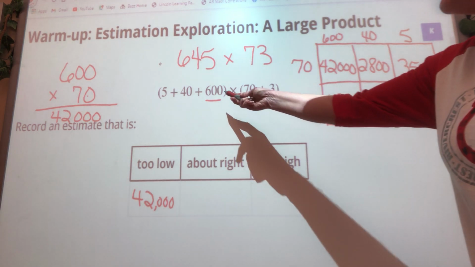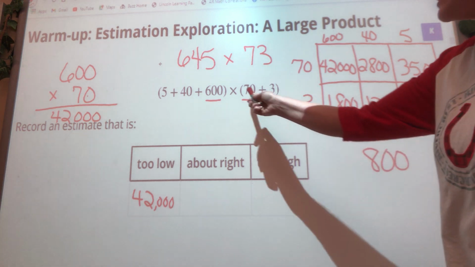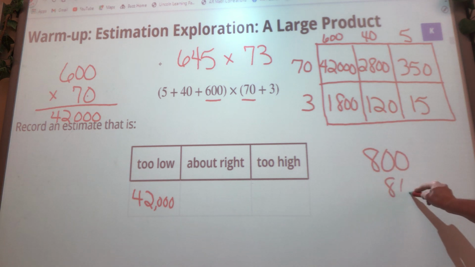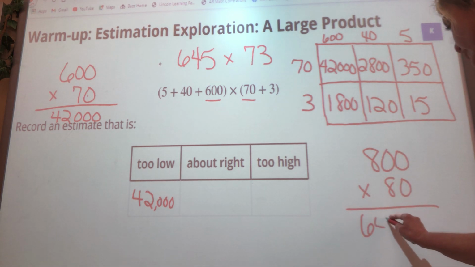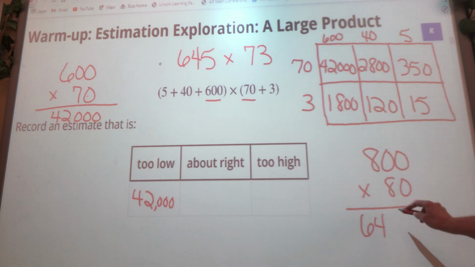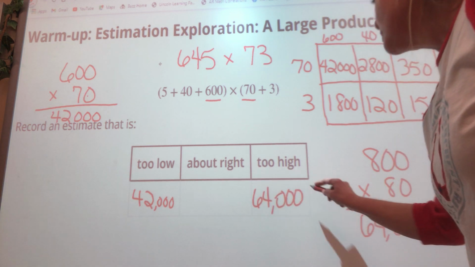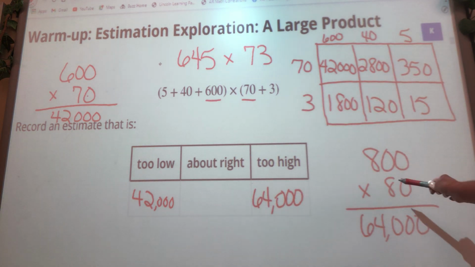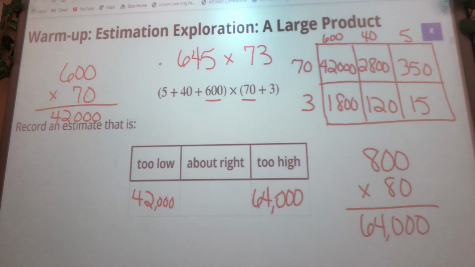And then if I said, okay, now I'm looking for something too high. 800, because this has a little more stuff in there, and then maybe 80, because there's a little more stuff in that one, and I can do quick math. 8 times 8 is 64, and I have 1, 2, 3 place values that I haven't done anything with yet. So I think 64,000 would be too high, because even though I have some more numbers in here, it still doesn't quite bump it up to these numbers, does it? And then to get our right answer.